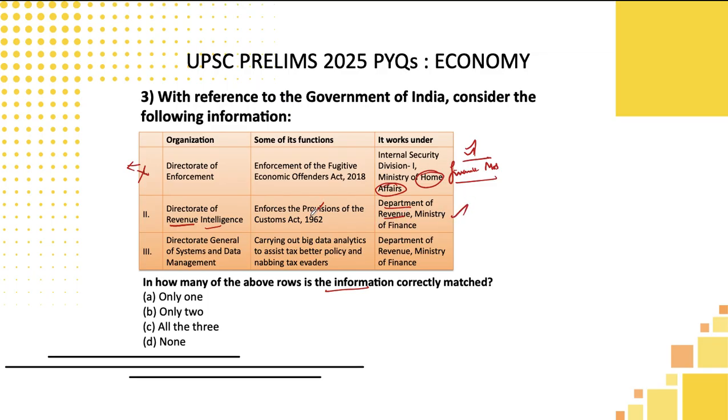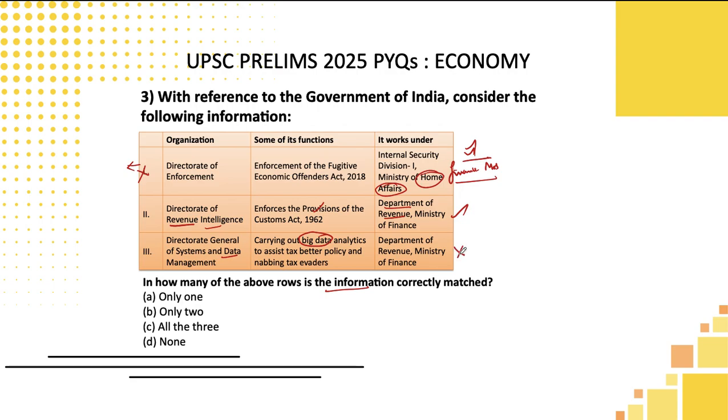And the functions can also be correct, because revenue can do the work, and it can be set up under the customs sector. The possibility is there. Okay, let's move to the third one. Directorate General of Systems and Data Management. Then they are telling its function, it will carry out big data analytics. Big data is the latest recent updation which is coming in the newspaper. If our Indian government is that advanced and updated in using big data and analytics, even IT companies will be very much shocked about it. Using that logic, you can eliminate it.